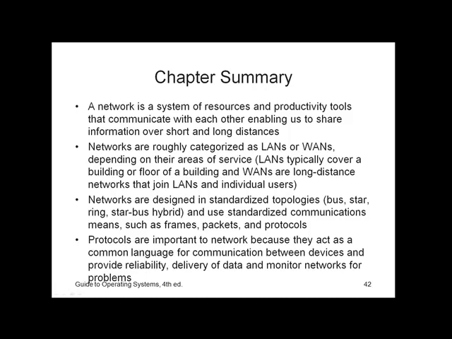Now, networks are designed in standardized topologies. We've named those today. Bus, star, ring, star-bus hybrid are the topologies generally in use. And they use standardized communications by means of frames, packets, and protocols. Now, protocols in and of themselves are important to network communications because they act as the common language for communication between devices, provide reliable delivery of data, and monitor networks for problems.